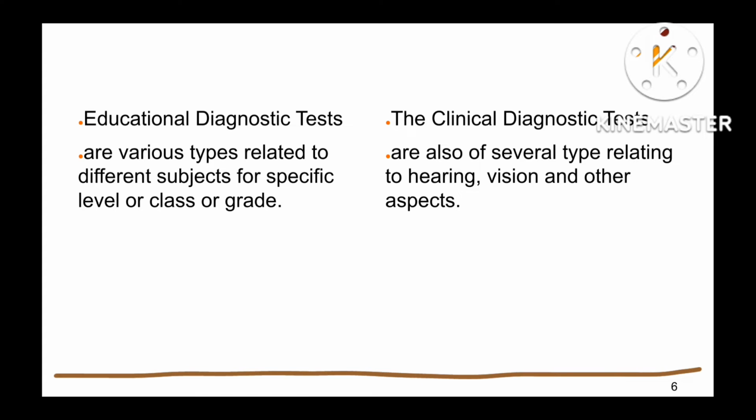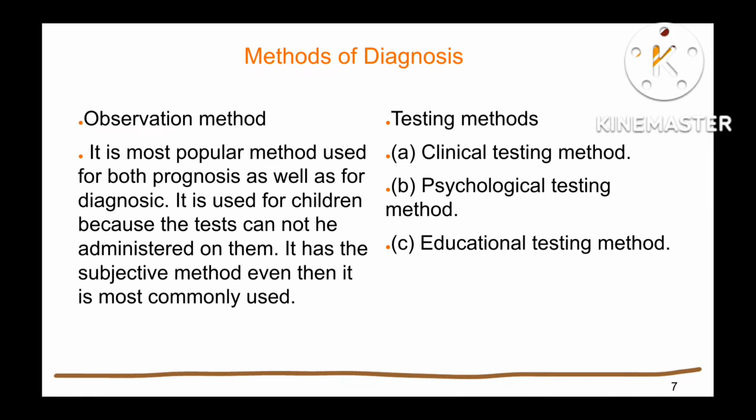Then next, the clinical diagnostic test. If there is a brilliant child in the class, but for some days he is unable to see the board and unable to understand properly, then he is having some vision problem. The teacher will find that out and diagnose it, or send him or her for the clinical diagnostic test.